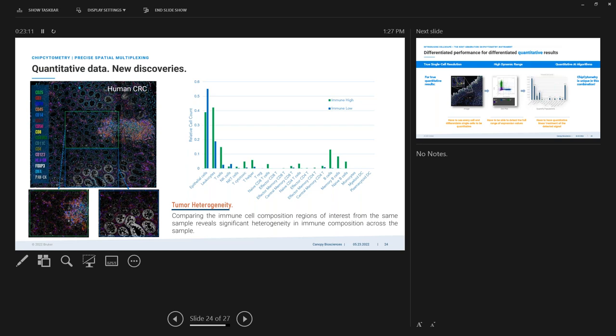Trying to understand tumor heterogeneity, you can see in this colorectal cancer sample here on the left that, just qualitatively, there's some really significant heterogeneity, and we can analyze these regions of interest separately. So we have this immune high region, and we can compare that to a relatively immune low region, quantify all these different immune cell subsets within the two regions of interest, and see really significant differences as it relates to the abundances of key phenotypic populations.